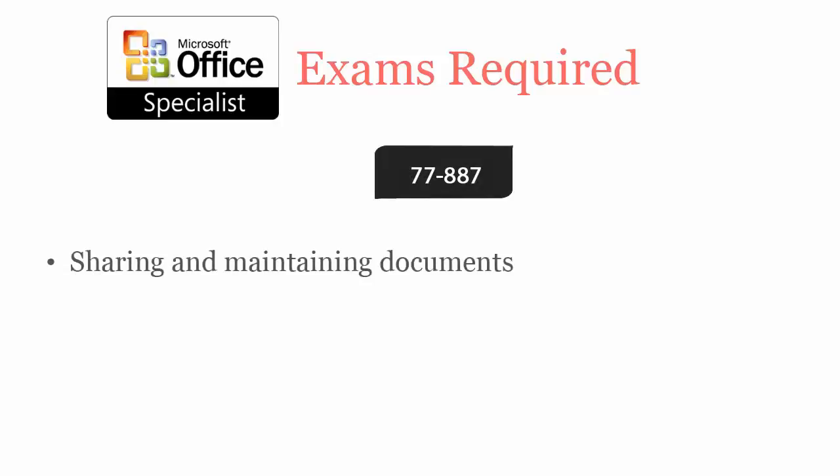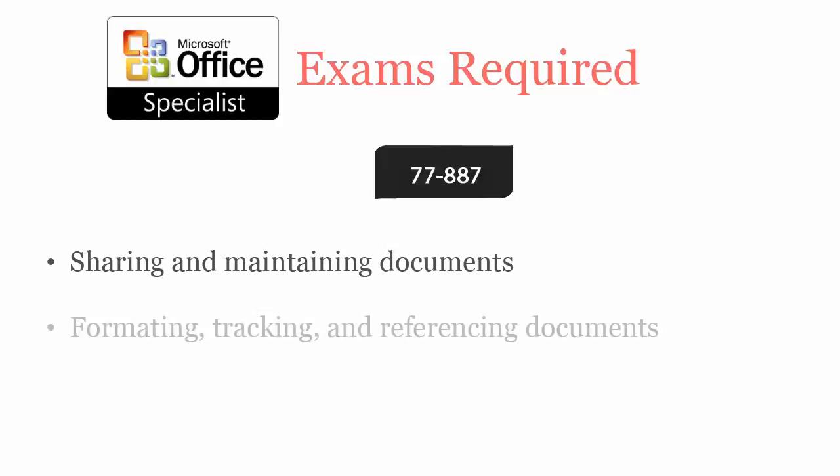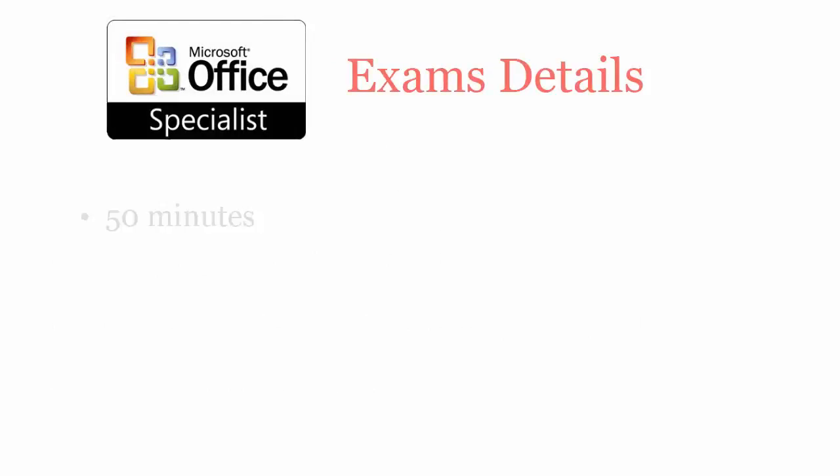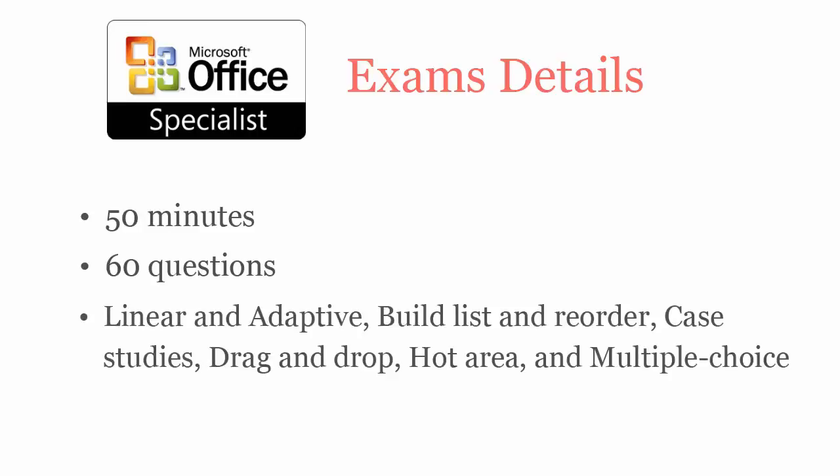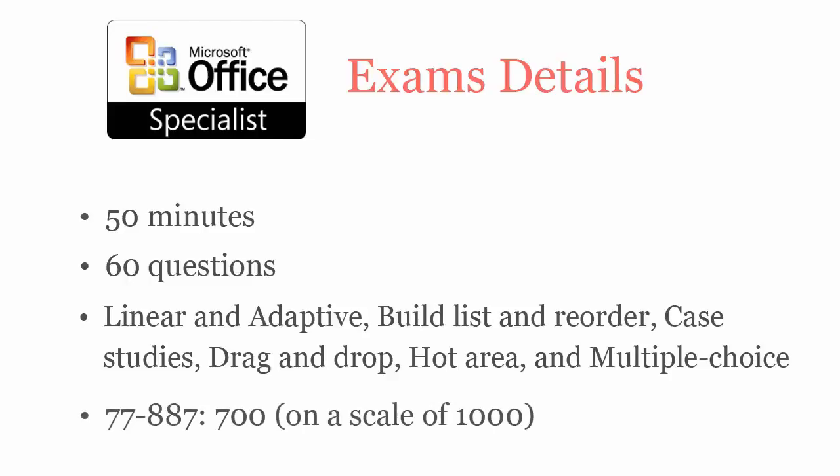To be a Microsoft MOS Word 2010 Expert Certified Professional, you will have to pass the 77-887 exam. It covers sharing and maintaining documents, formatting, tracking, and referencing documents, managing macros and forms. In 50 minutes, you have to complete 60 linear and adaptive, build list and reorder, case studies, drag and drop, hot area, and multiple choice questions. To pass the Microsoft MOS Word 2010 Expert Certification Exam, you have to score at least 700 out of 1000.